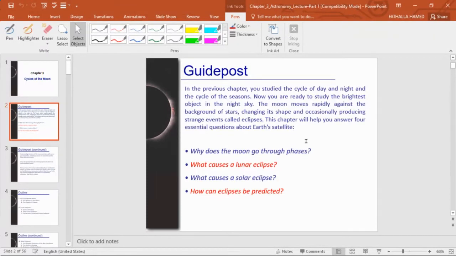This chapter will help you answer 4 essential questions about Earth's satellite. Why does the moon go through phases? What causes a lunar eclipse? What causes a solar eclipse? How can eclipses be predicted?